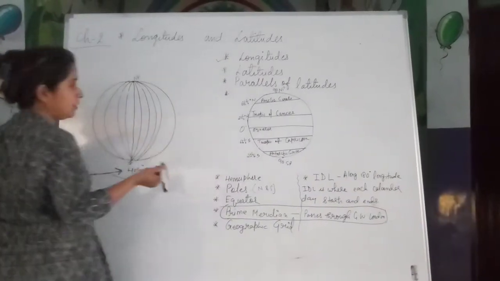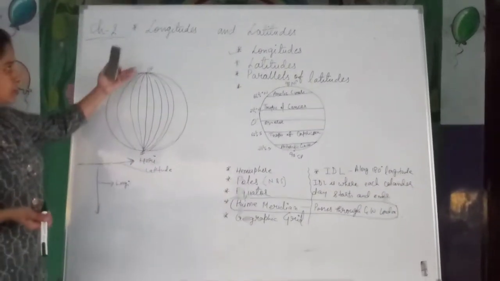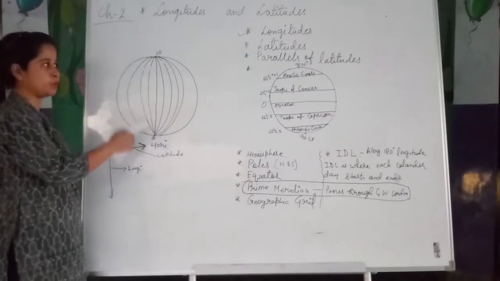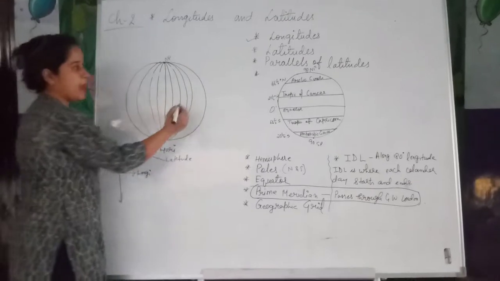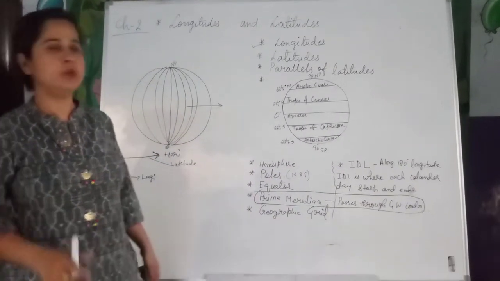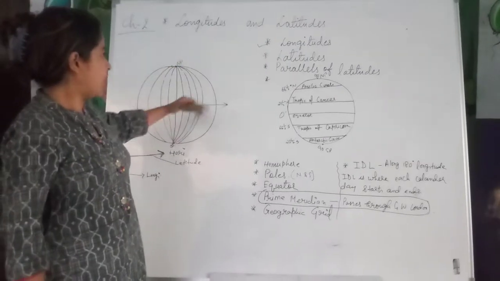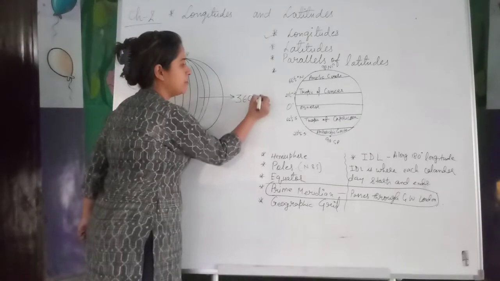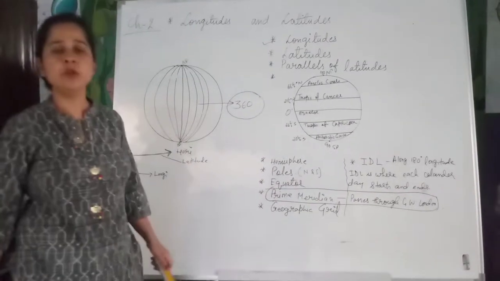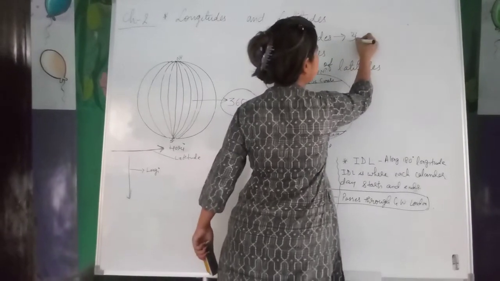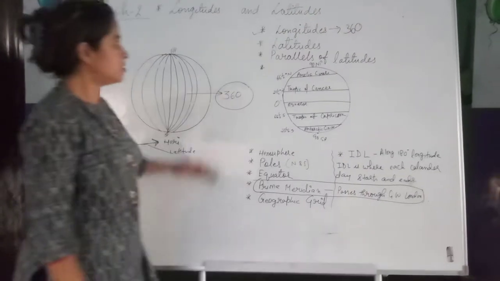Once again I am repeating that longitudes are those imaginary lines which run from the North Pole and meet at the South Pole. And what is the total number of longitudes? There are numbers of longitudes around the globe. Actually these are 360 in number. There are 360 longitudes. This is all about longitude.